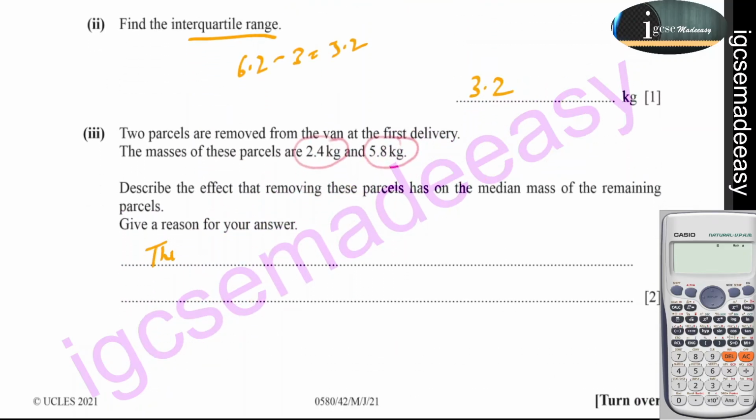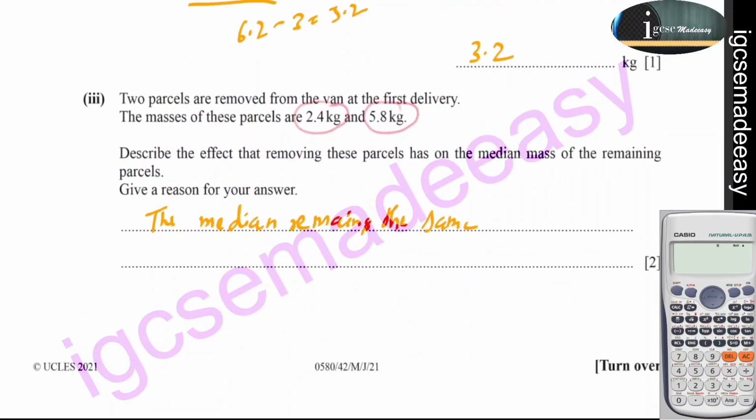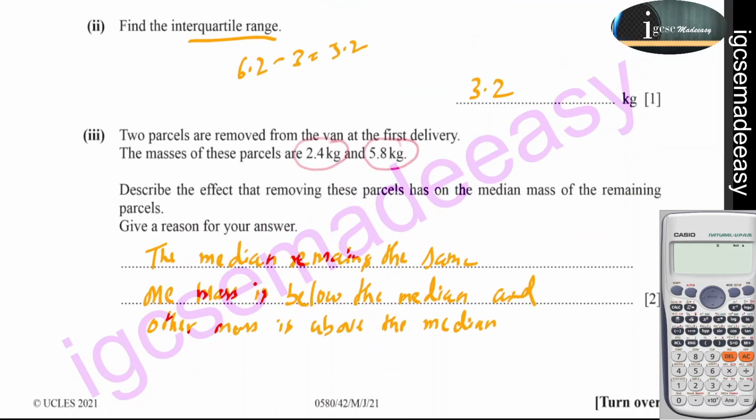The median remains the same, and the other thing that you can write is, because one mass is below the median and the other mass is above the median or the middle value. So this is the final answer. Let's move on.